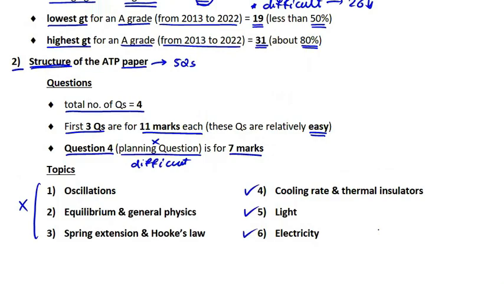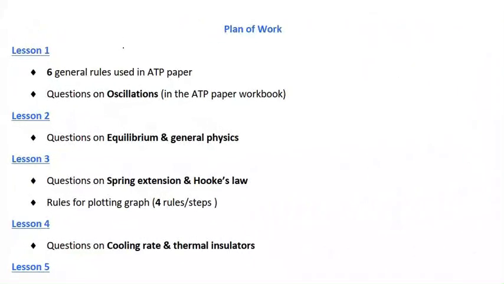Let me tell you the plan of work now. Students, this crash course consists of 7 lessons. In lesson 1, we will first learn 6 general rules that are used in all ATP papers. These rules include rules for stating values of calculated or measured quantities with the appropriate units and to appropriate number of significant figures or decimal places.